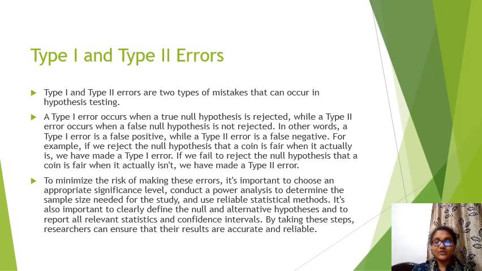To minimize the risk of making these errors, it is important to choose an appropriate significance level, conduct a power analysis to determine the sample size needed for the study, and use reliable statistical methods. It is also important to clearly define the null and alternative hypothesis and to report all relevant statistics and confidence intervals. By taking these steps, researchers can ensure that their results are accurate and reliable.